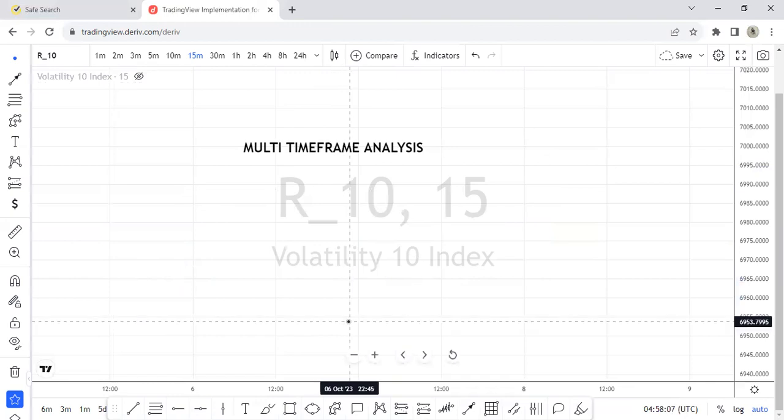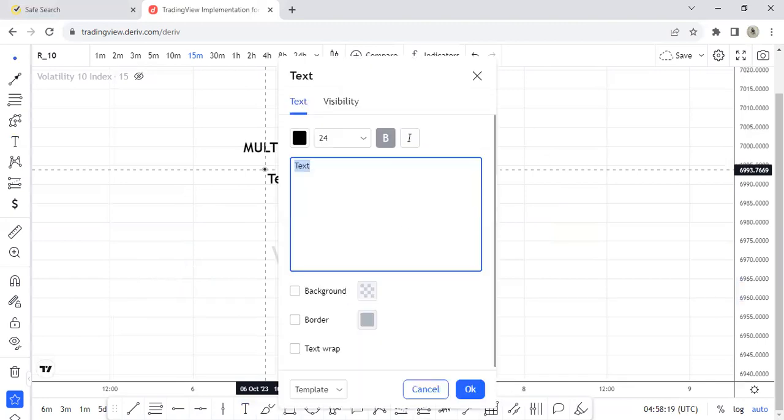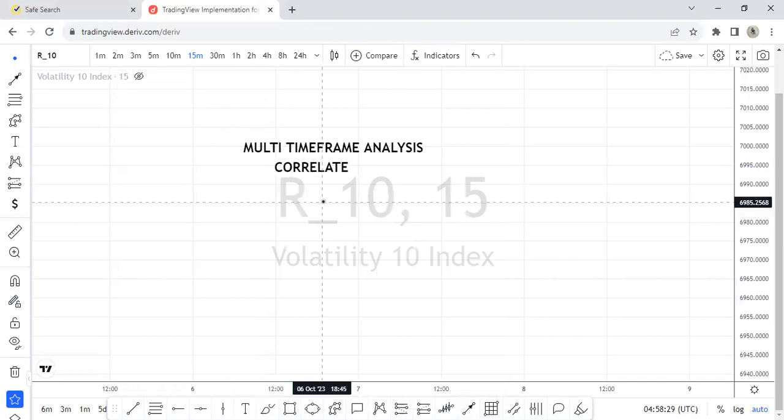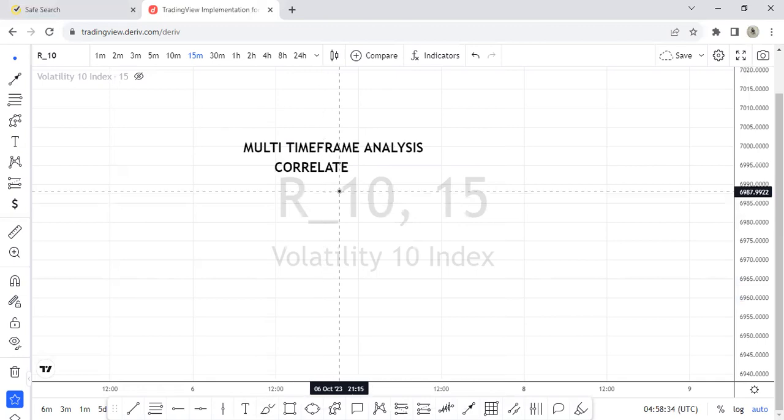Now, what is multi-time frame analysis? What are you doing when you look at different time frames? What you're trying to do is what? Your goal of multiple time frame analysis is to correlate the time frames. You want to correlate the time frames and have a particular bias. So your goal of multi-time frame analysis is to correlate the different time frames to have a unique or a specific bias. So you want to have a bias. Now, what do I mean?